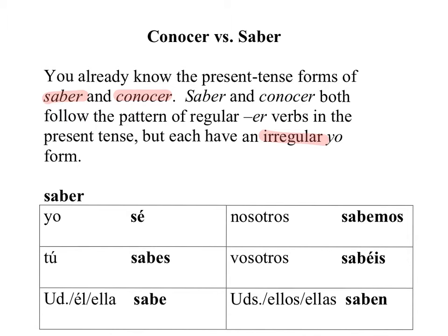In the verb saber, we have an irregular yo form. So we can see yo sé. It doesn't follow our normal pattern of ER verbs. SE with an accent. After that, everything looks normal again. Tú sabes, usted, él, ella sabe, nosotros sabemos, vosotros sabéis, ustedes, ellos, ellas saben.